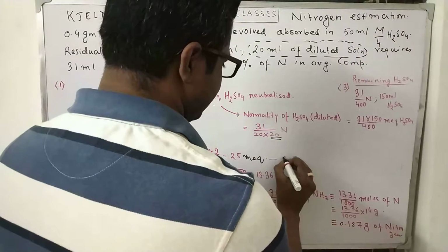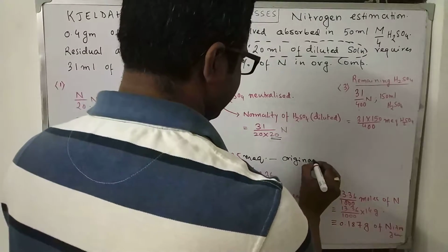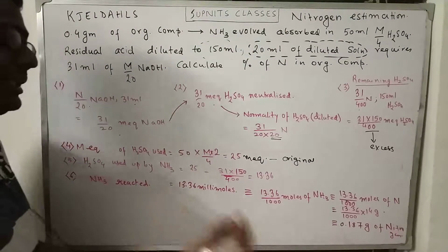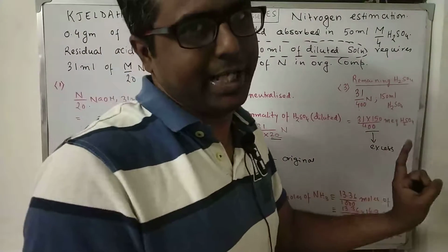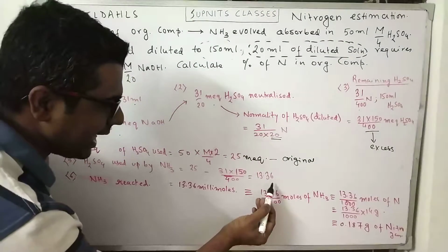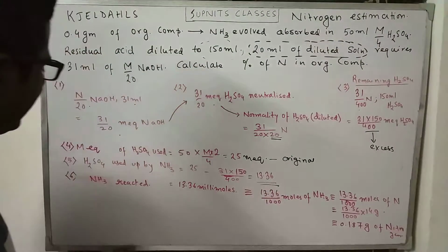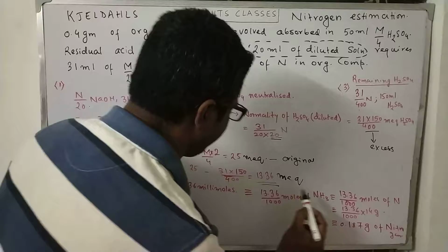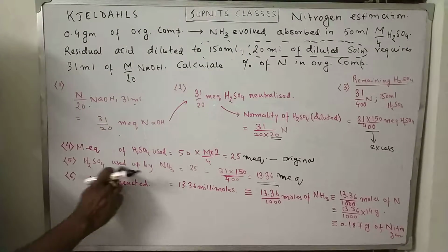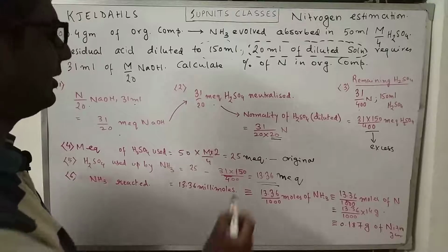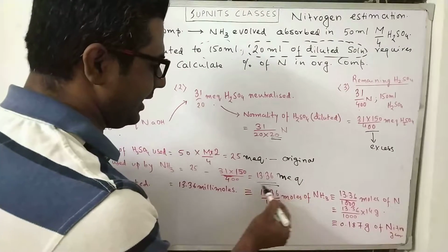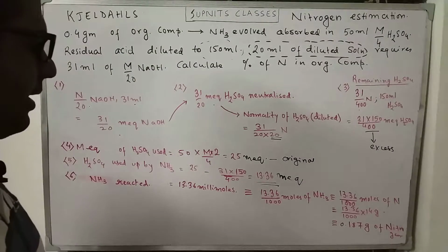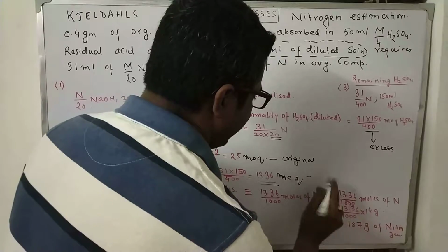So this was used and this was excess. Okay, this was original and this was excess. So what amount has reacted? Original minus excess has reacted. So original minus excess has reacted, and I found out the milli equivalent of H2SO4 that is used up or reacted is original minus excess, 13.36. Okay, 13.36. Now 13.36 milli equivalent of H2SO4.